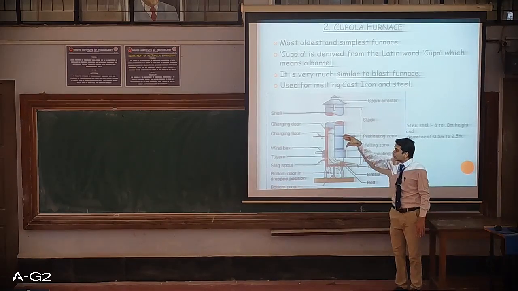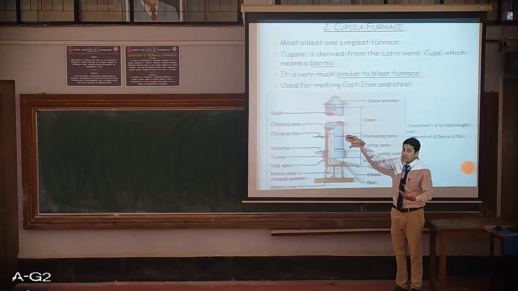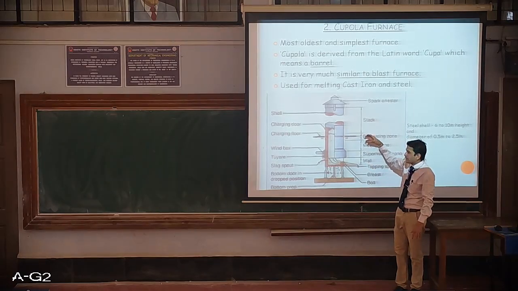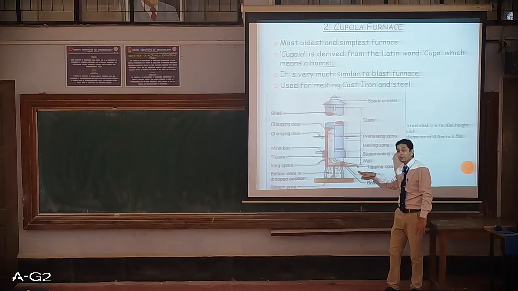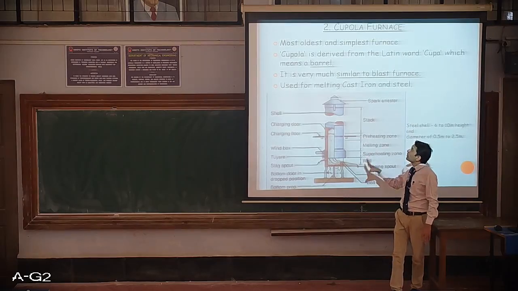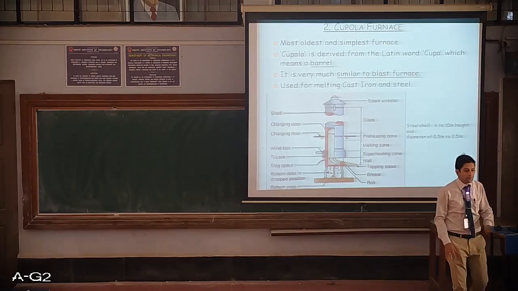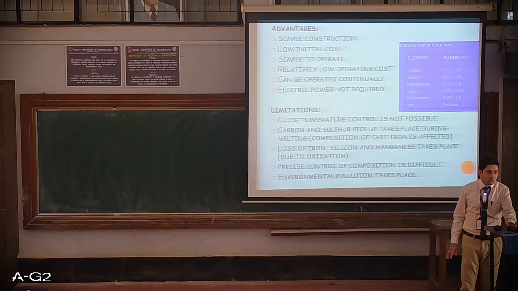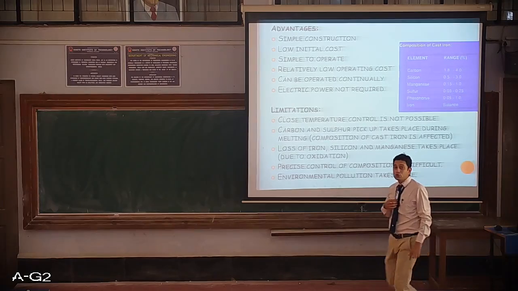So if you want to heat the metal previously, charge previously for some high temperature, preheating can be done. Then there is a melting zone, and then there is a tapping spout through which the liquid metal is taken out. So this is the working of our oldest type of furnace called the cupola furnace. Now this is the point at which I had stopped.